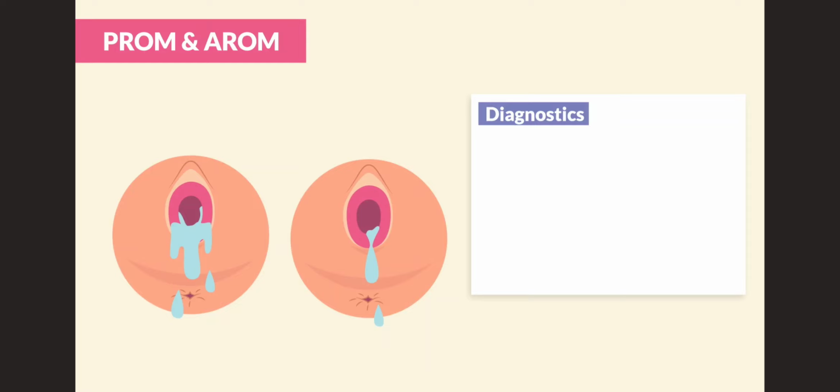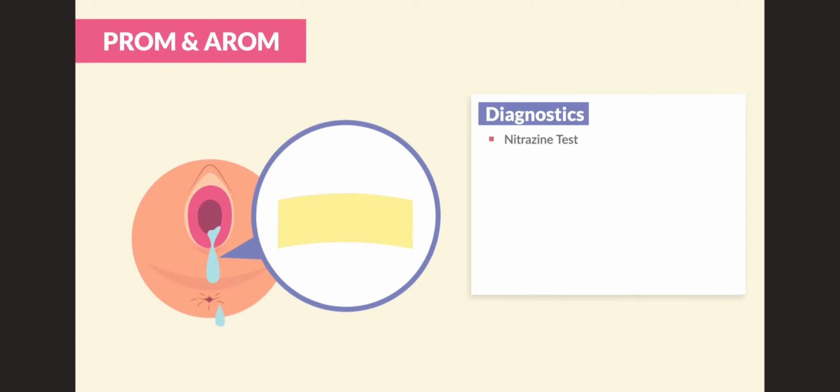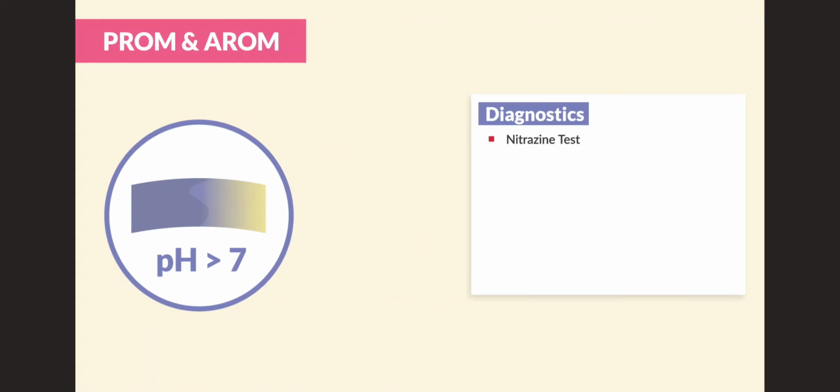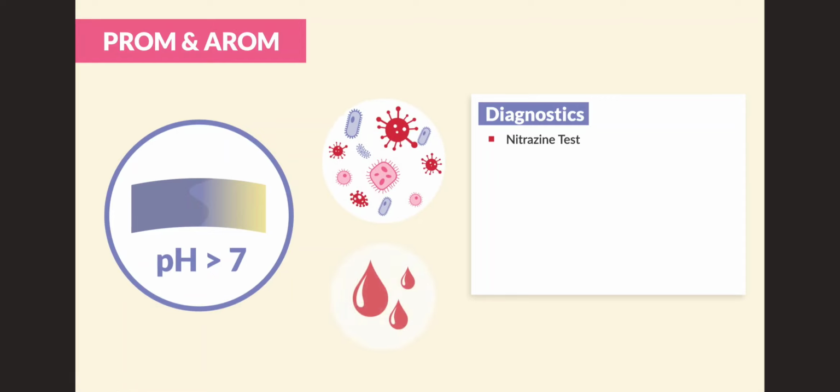Now moving on to diagnostics. Clients may report obvious gush of fluid or even a steady flow of leakage. So a big test we do is the nitrazine test. This is similar to litmus paper. Some vaginal fluid is placed on the paper, and we expect it to change color from yellow to blue because of the pH of amniotic fluid. Now this is done to confirm if the membrane has actually ruptured and is now leaking that amniotic fluid. But this is not the best test, as it can change color due to infection, blood, and even other factors. So this cannot be used by itself to determine PROM.